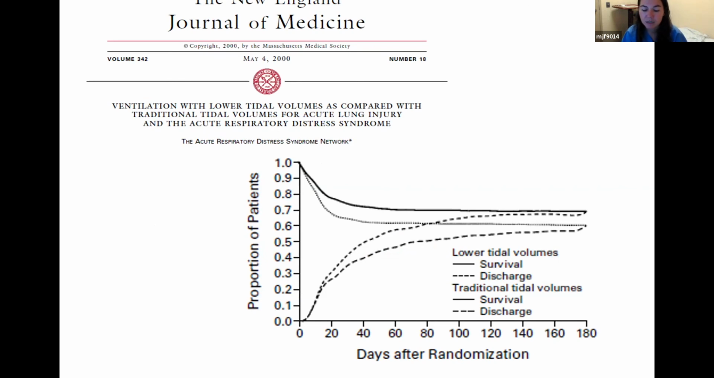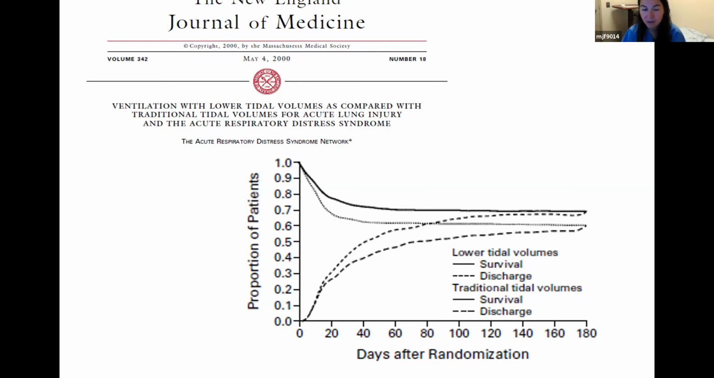And these recommendations came from several studies, the most prominent of which is ARMA, which was a multi-center RCT comparing traditional ventilation treatment, which was a tidal volume of 12 cc's per kg of predicted body weight with a goal plateau pressure of 50 or less. And that traditional treatment was compared to the low tidal volume group, where patients were started on mechanical ventilation with a tidal volume of 6 cc's per kg of predicted body weight.